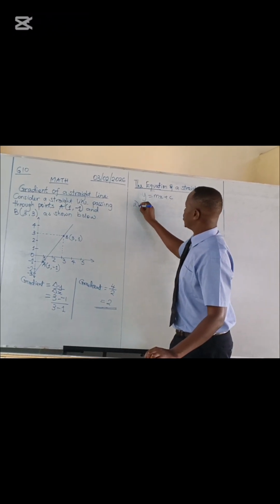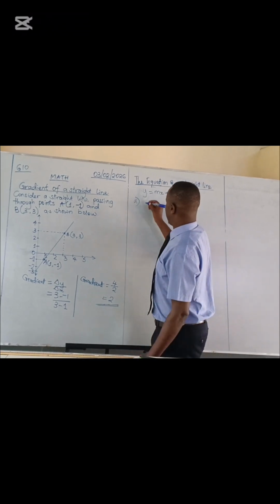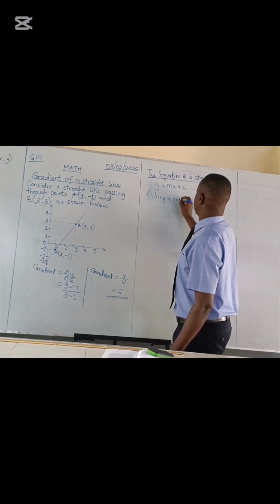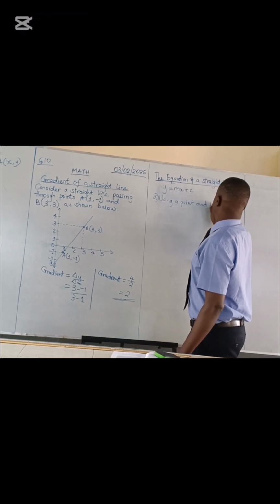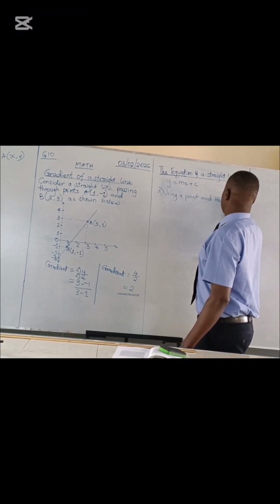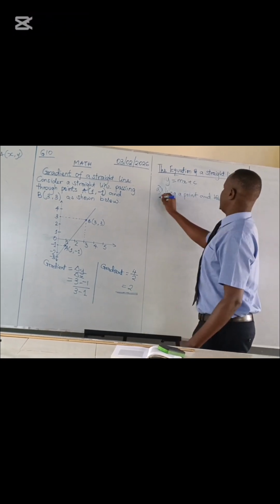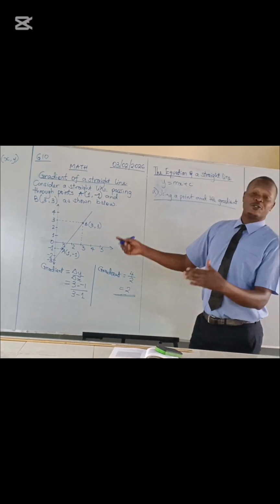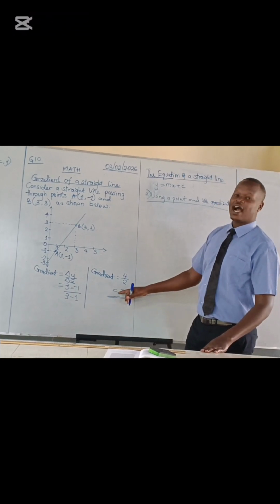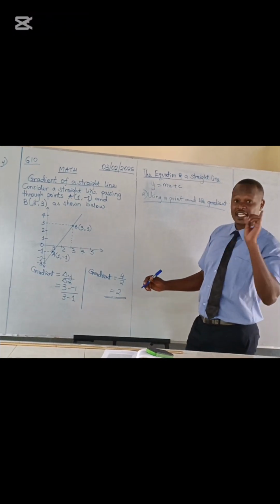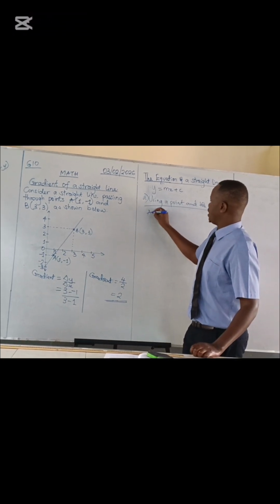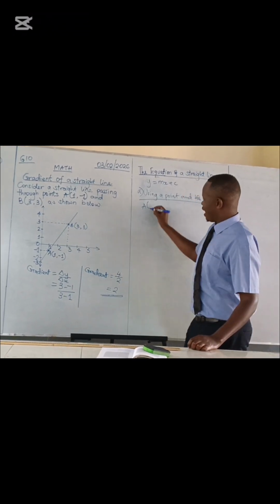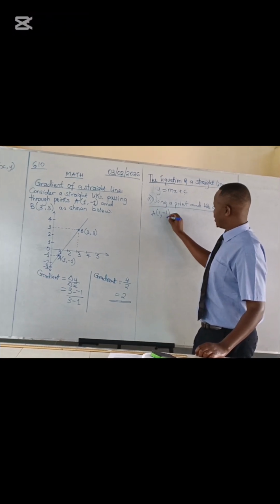So let us build on the first method where we are going to use a point and the gradient. In this our line, we have point A. We can also use point B, and we have the gradient. So the thing is, we just use a point. So let us pick on point A with coordinates (1, -1).